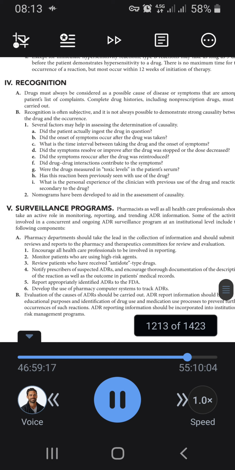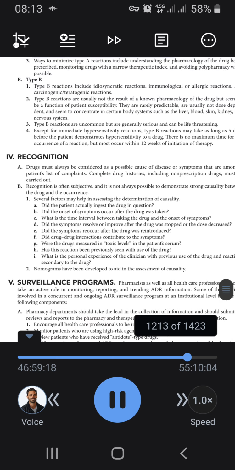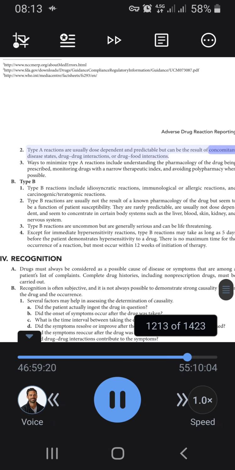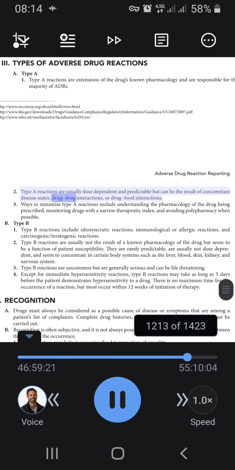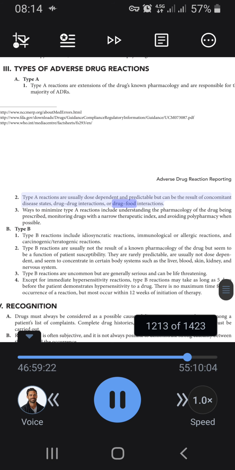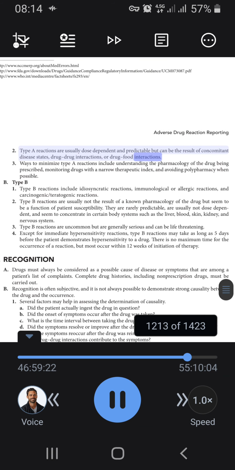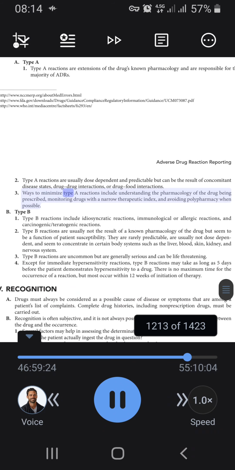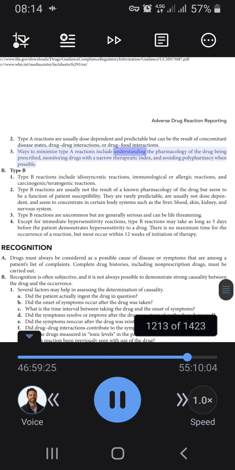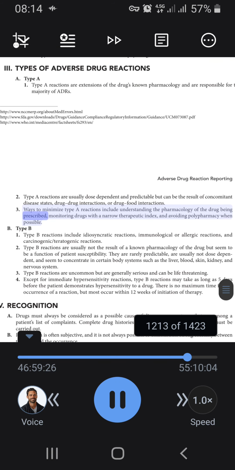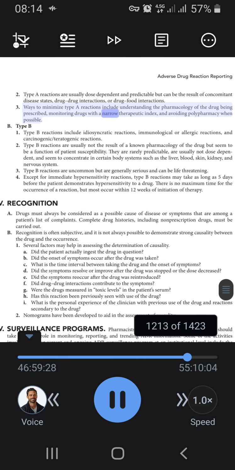1191. 2. Type A reactions are usually dose-dependent and predictable, but can be the result of concomitant disease states, drug-drug interactions, or drug-food interactions. 3. Ways to minimize type A reactions include understanding the pharmacology of the drug being prescribed, monitoring drugs with a narrow therapeutic index, and avoiding polypharmacy when possible.